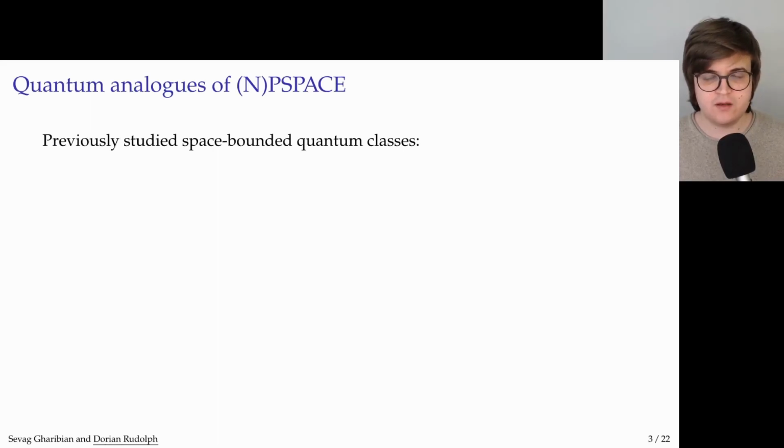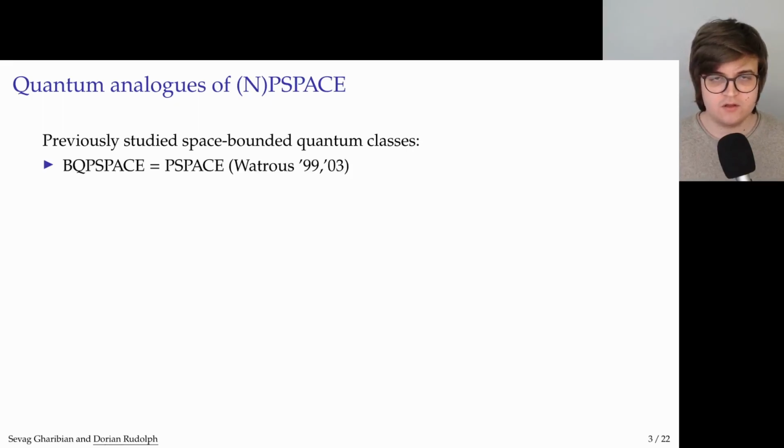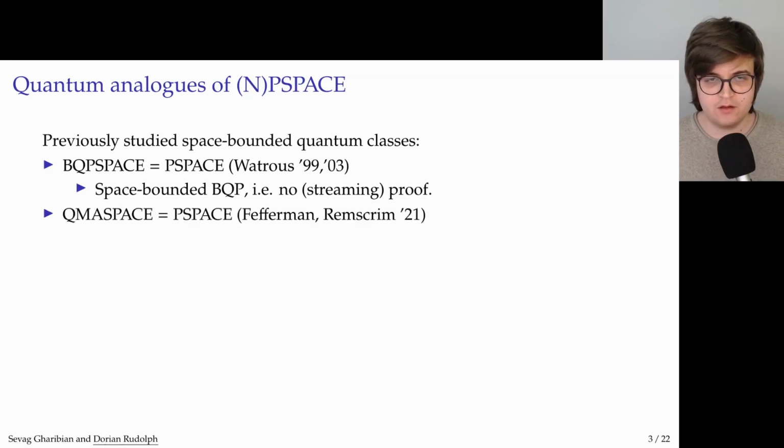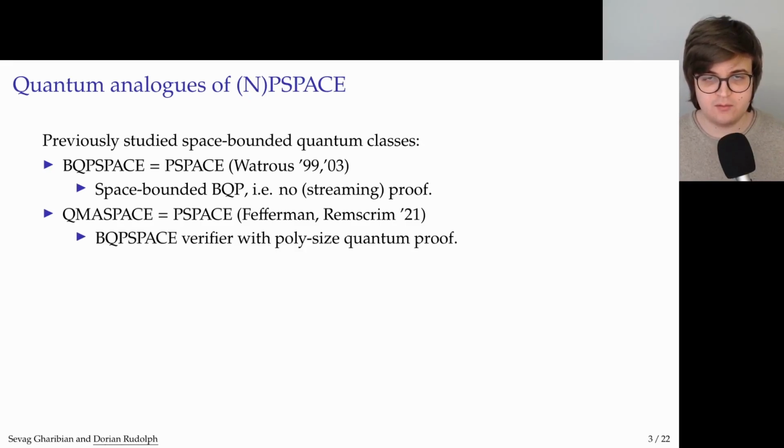Now let's look at the quantum world, where various notions of space-bounded computation have been studied. Watrous shows BQPSPACE equals PSPACE, which is a space-bounded analog of BQP, i.e. there is no proof. Pfefferman and Remscrim show QMASPACE equals PSPACE, which is like QMA, but with a BQP space verifier receiving a polynomial-sized quantum proof.